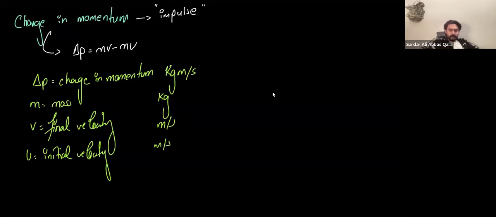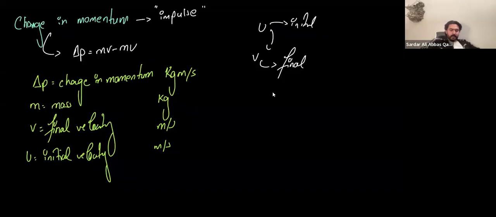And how do we distinguish these? Basically, if you look at the alphabetical order in a chronological order, U comes first and V comes after U. So this represents initial and this represents final. Is this clear now? So change in momentum, which is impulse, is basically mv minus mu, where delta p is change in momentum, m is your mass, v is your final velocity, u is your initial velocity. Now, moving ahead, we'll just do some examples and this topic is going to be clear.